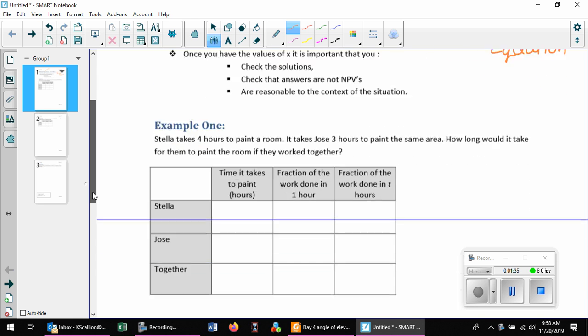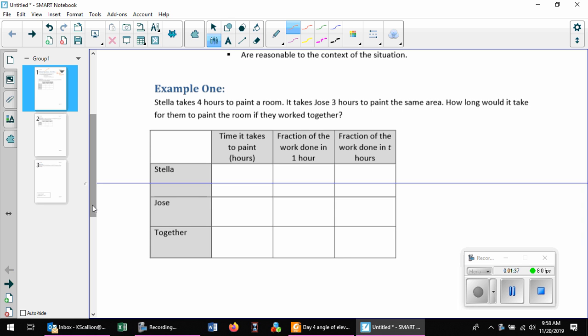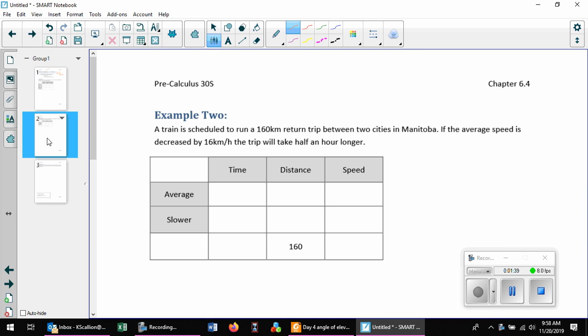Okay, so, you know what? I want to jump to example 2. Flip the page. Just flip the page. I have example 1 there, but I think it's one of the more difficult ones to grasp.